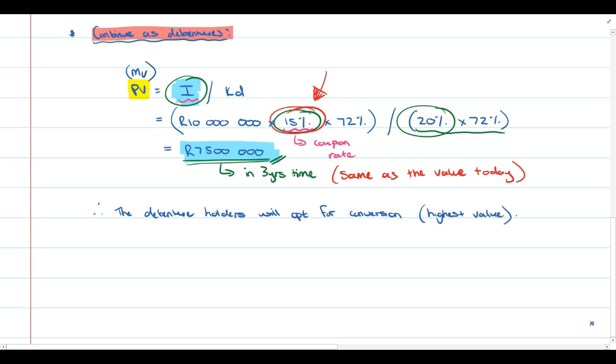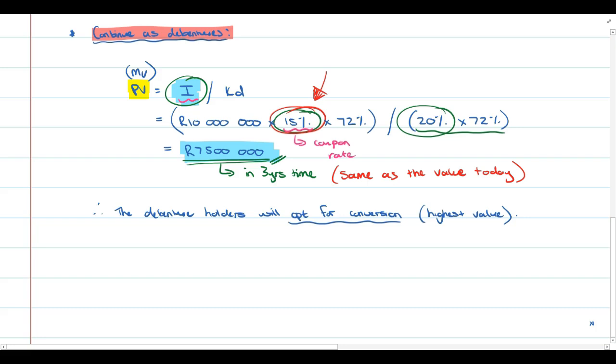Please remember, guys, if this is at the option of the company, the company is going to select the cheapest option. So they would then rather have them continue as debentures. So you need to check in the question, is it at the option of the company or the option of the debenture holder? In this case, it's the debenture holder, so they will select the alternative that is most favorable to them. In other words, they will opt for conversion.